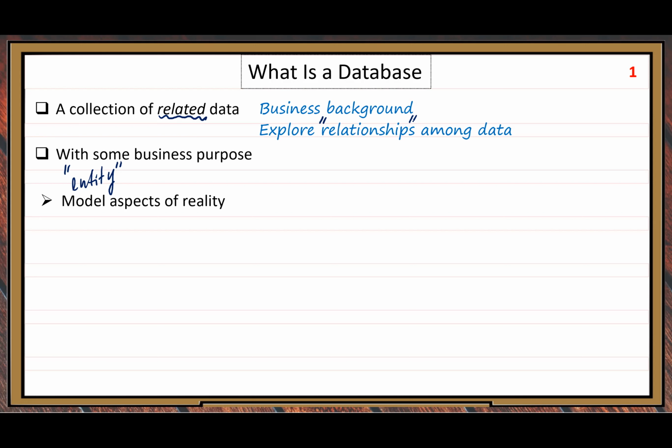Student is an entity. Instructor, entity. Course is an entity, right? Section. You may have many different real-world objects, so we call them entities. Model aspects of reality. So closely reflect the real-world situation.